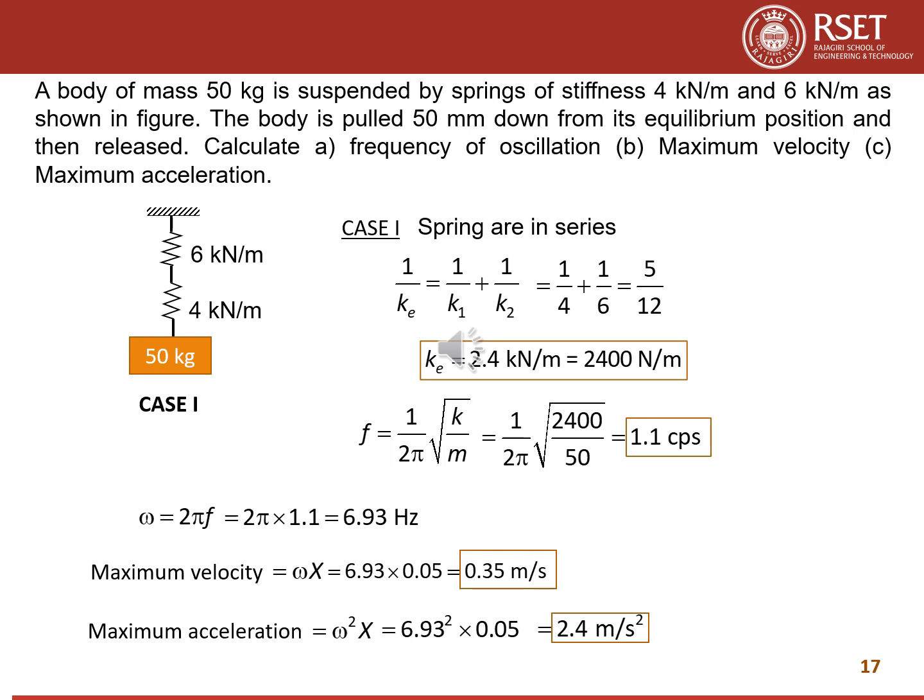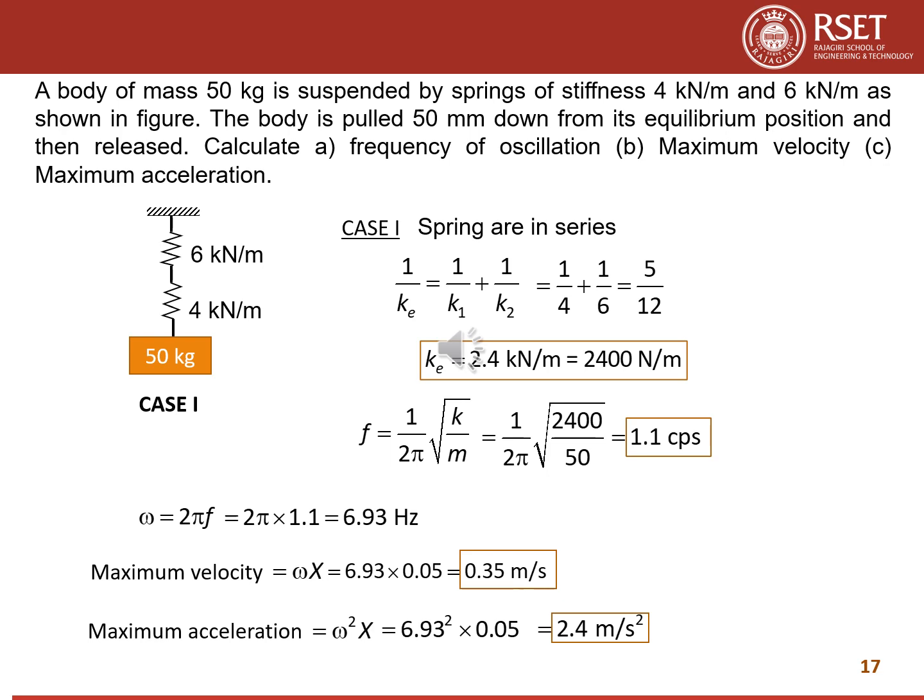Now let us consider another numerical example. A body of mass 50 kg is suspended by springs of stiffnesses 4 kN per meter and 6 kN per meter as shown in the figure. The body is pulled 50 mm down from its equilibrium position and then released. Calculate first, the frequency of oscillation, second, the maximum velocity, and third, the maximum acceleration.